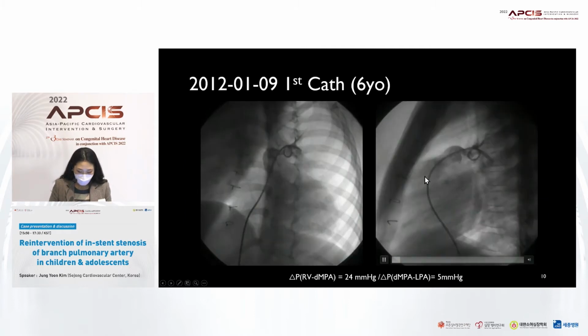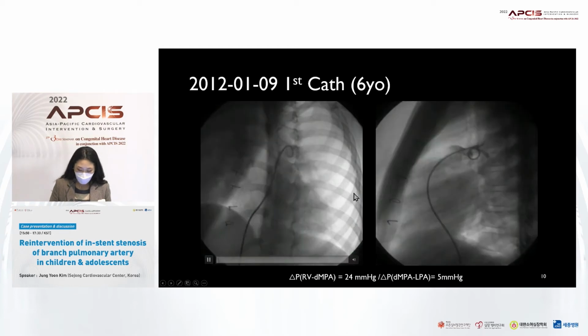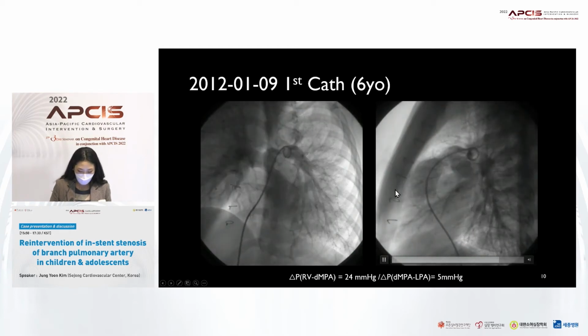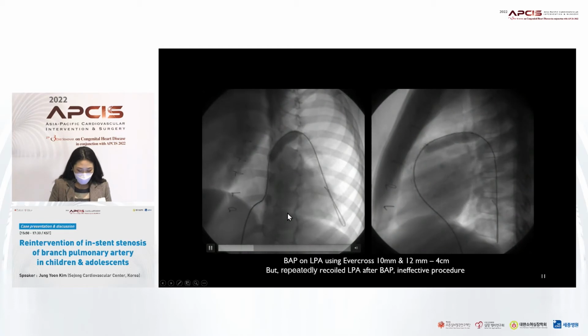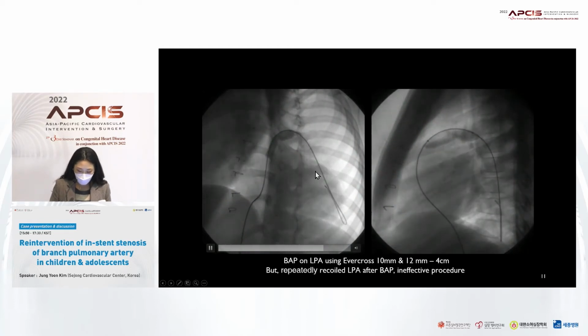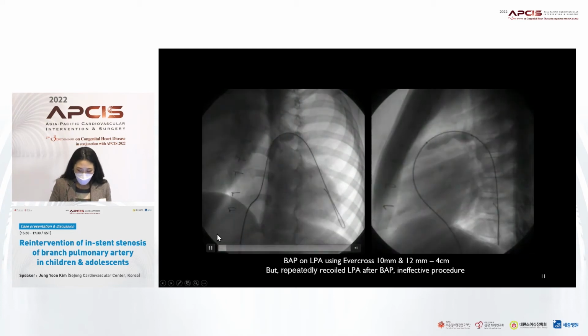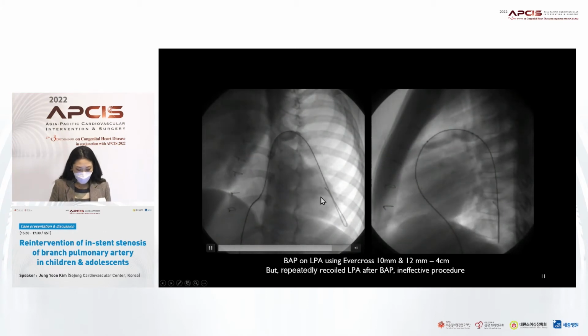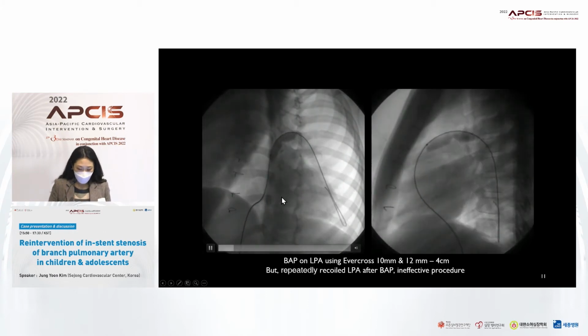The first cath was performed at the age of 6 years. Angiography shows LPA stenosis. Balloon angioplasty on LPA using 10 and 12 millimeter balloons was performed, but the LPA repeatedly recoiled after BAP, so we thought it was an ineffective procedure.